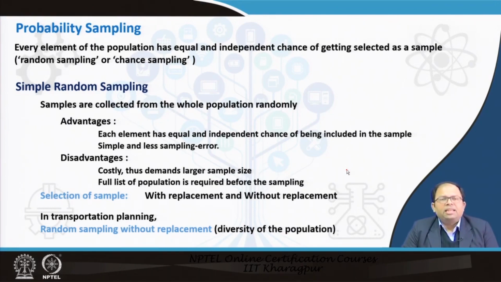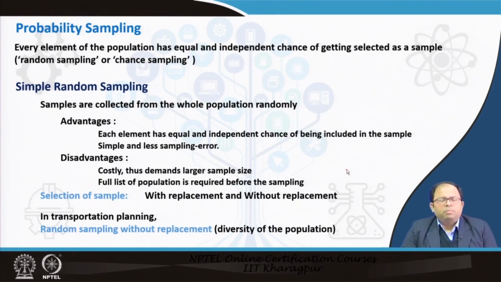Then this selection of sample in simple random sampling could be done with replacement and without replacement. With replacement means I draw a sample from the population and then put it back into the population. That particular person has the same chance to be drawn again in the next draw. And without replacement means whenever we draw one person, we keep them aside, and in the next draw, this person does not get another chance to be drawn in the sample.